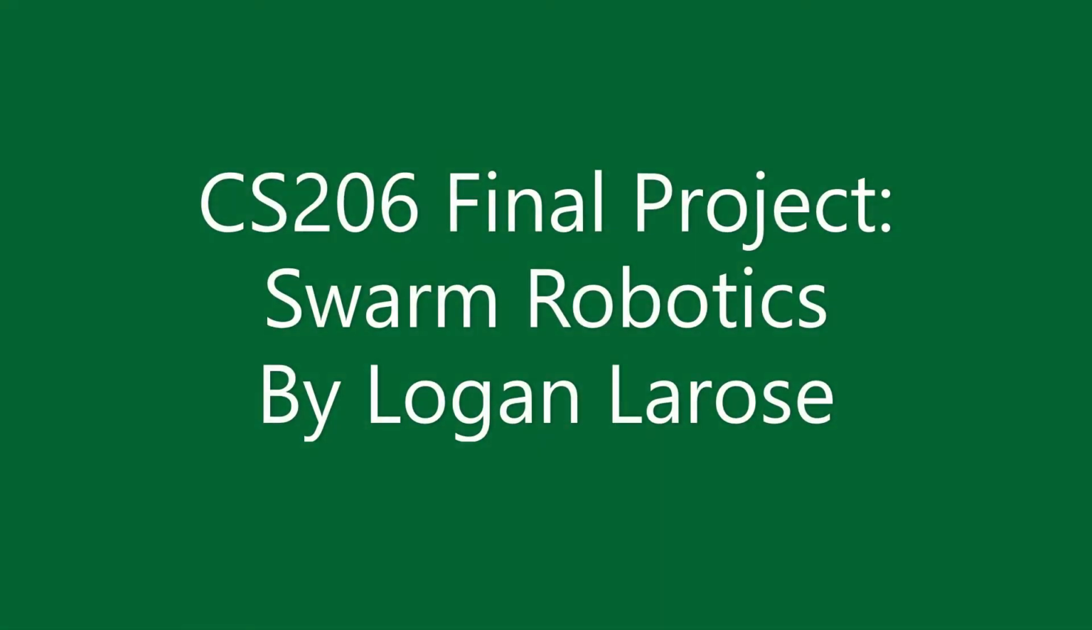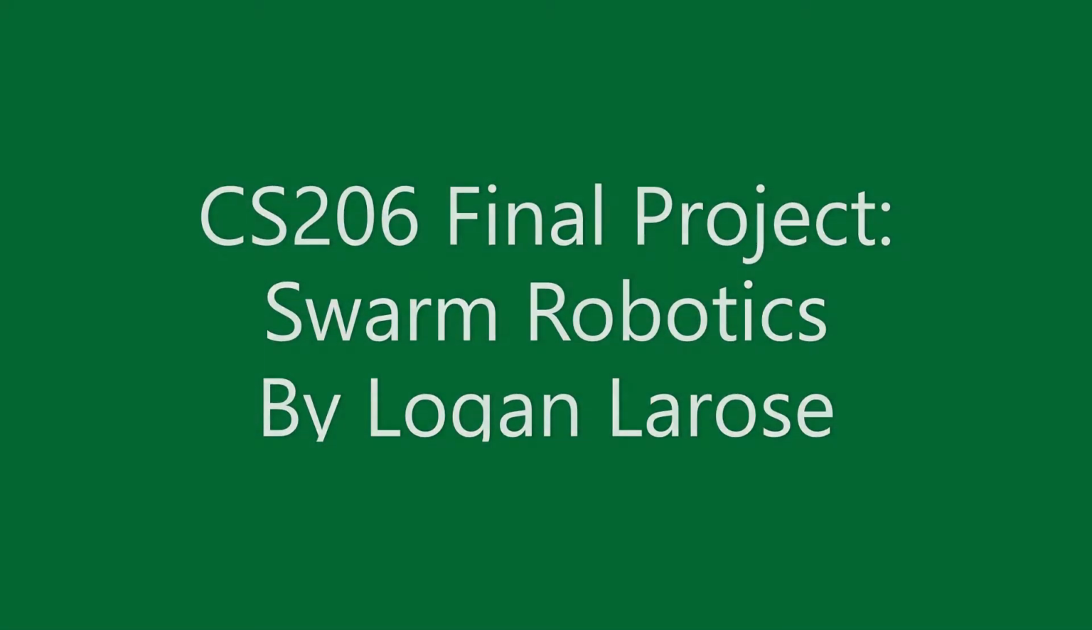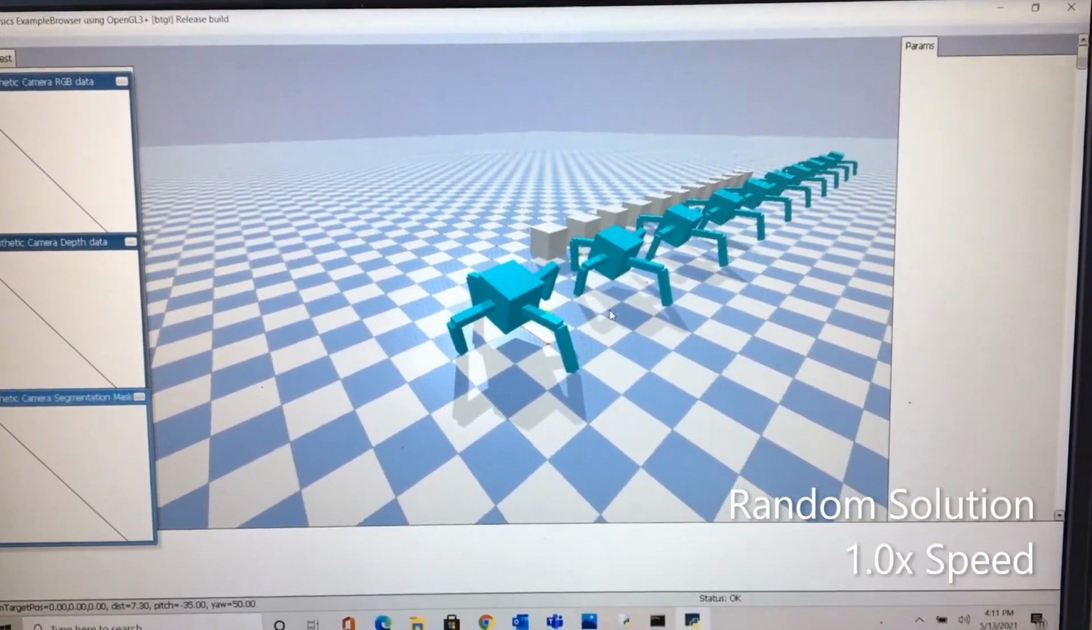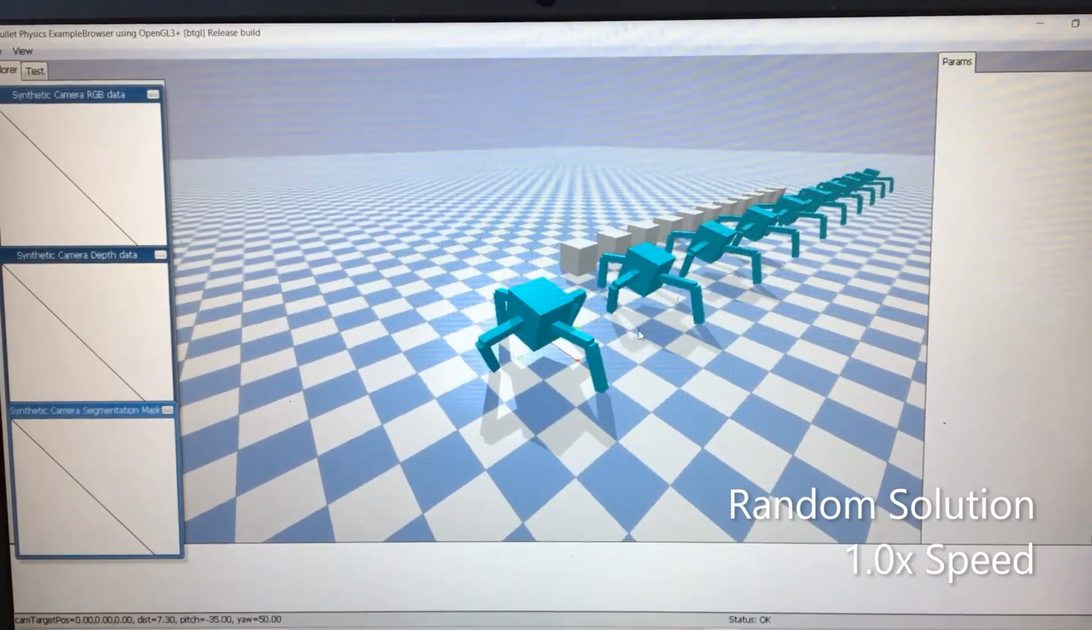My name is Logan LaRose, and this is my final project on swarm robotics. My question for this project was how to create an evolutionary algorithm that would produce the best collective group performance, where performance is measured by the distance traveled to the left.